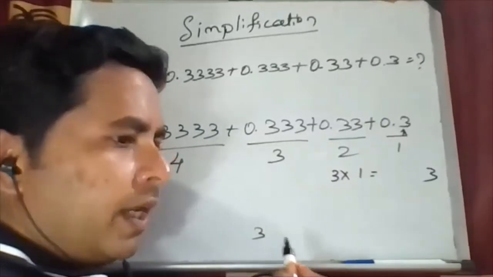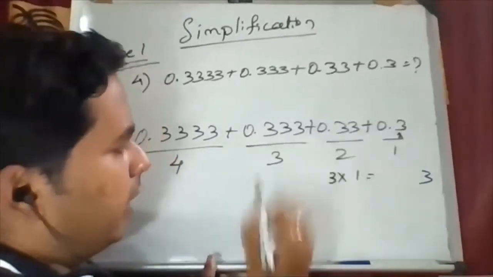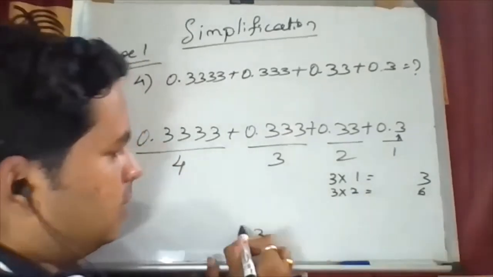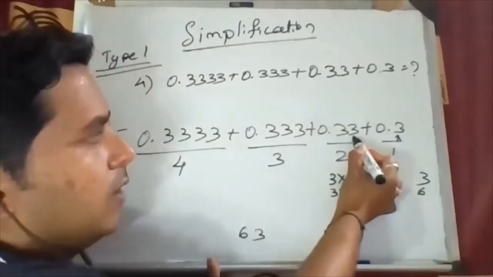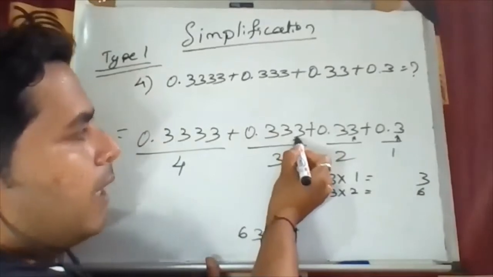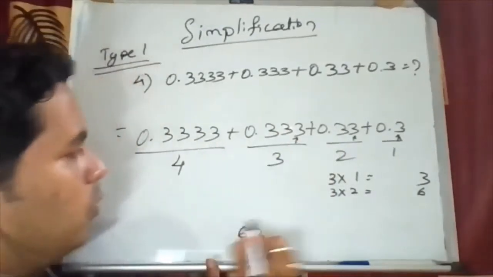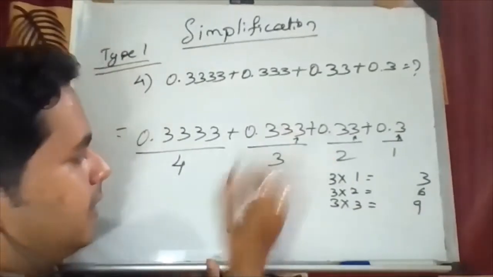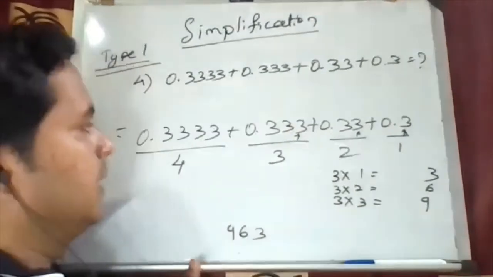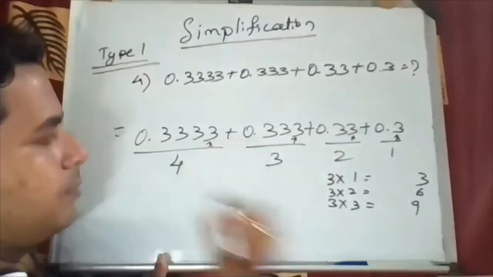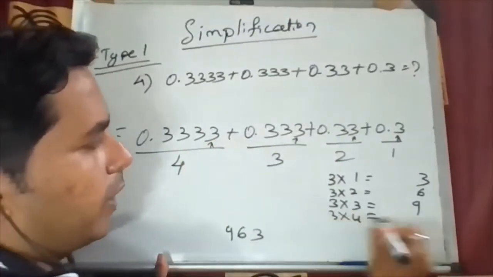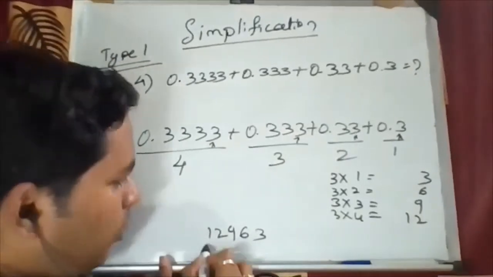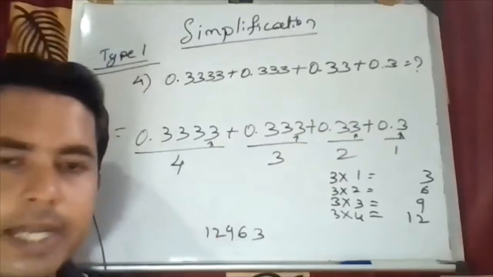Now next, 2 into 3. Okay, 2 into 3, now you'll get a 6. Again no carry is forwarded, come to here. Now multiply again here, 3 into 3. So 3 into 3 is 9. Again no carry is generated. Now 4 into 3. So 4 into 3 you'll get 12. So right here 12. So now you got an answer as 12,963.